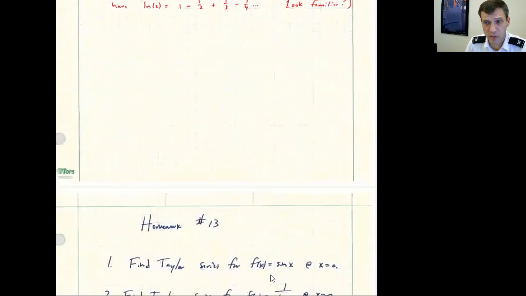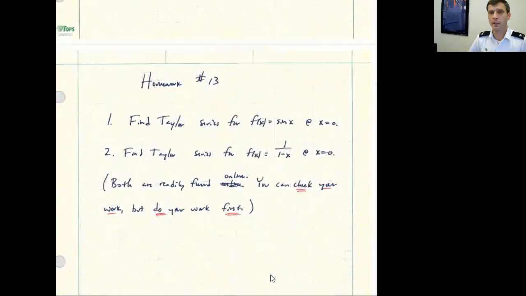All right, so where does that leave us? Well, it just leaves us with homework real quick. Find the Taylor series for sine of x and also the series for 1 over 1 minus x at x equals 0. They're both readily available to be found online. Actually, in your Calc 2 book, it's there too. You can check your work when you're done, but just go through the process of taking the derivatives, plugging in 0 in this case, and try to find a pattern and write out the Taylor series. Go through that process.